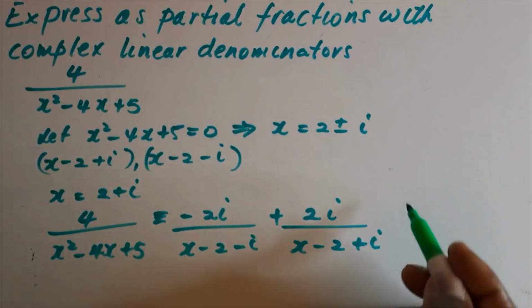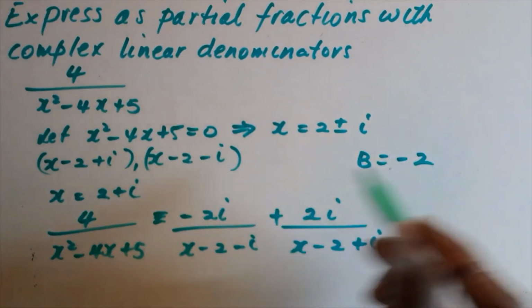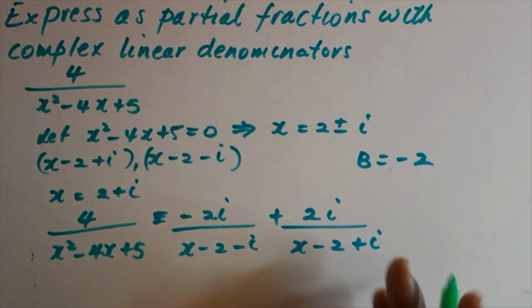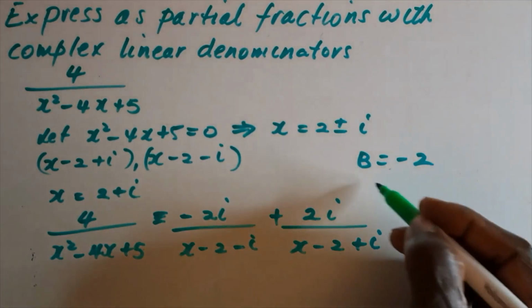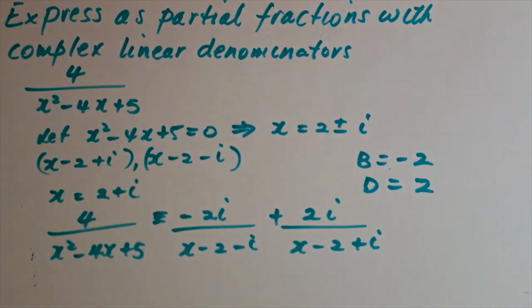Just to recap, we had that b was equal to negative 2, and d equal to 2. And we substituted those in those complex numerators in the previous part of this video.